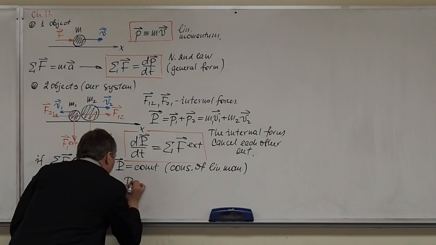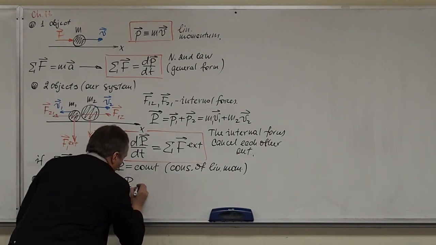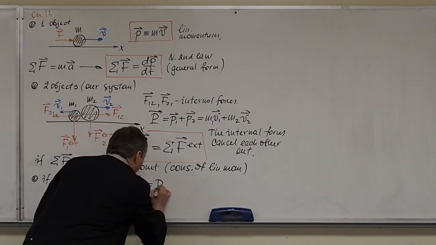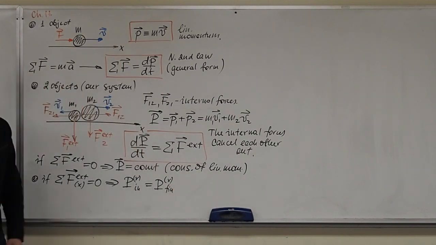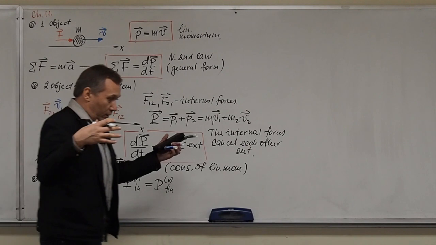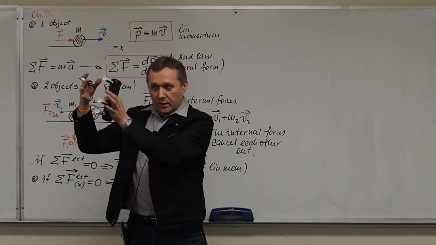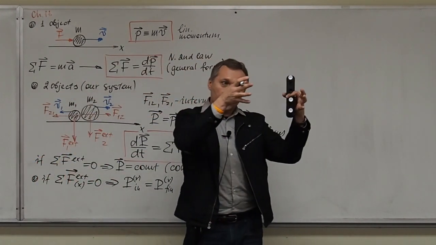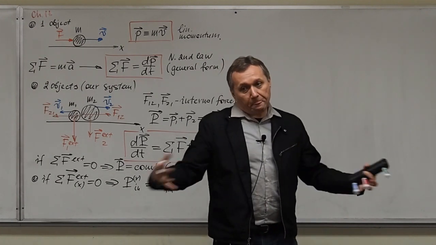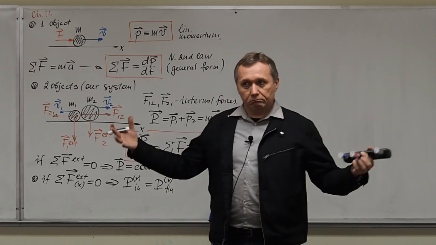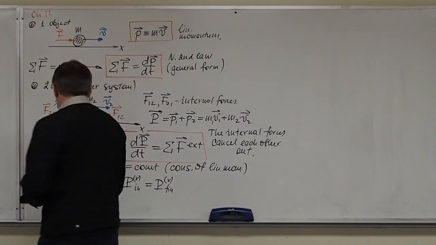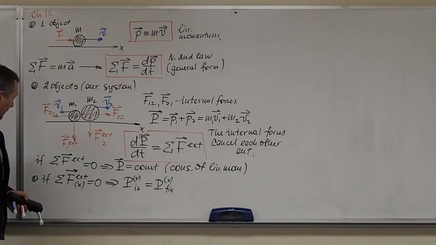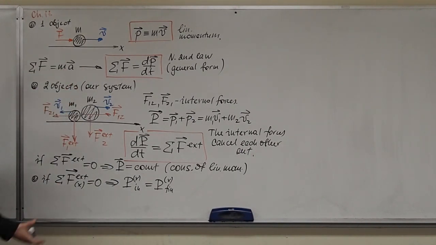So I can write that P x initial equals P x final. So I can compare, for example, the total linear momentum of the system at this moment of time with the total linear momentum at that moment of time, and I can solve the problem of finding something at the final moment of time if we have enough information about the initial moment of time. And the same I can write about the y direction.